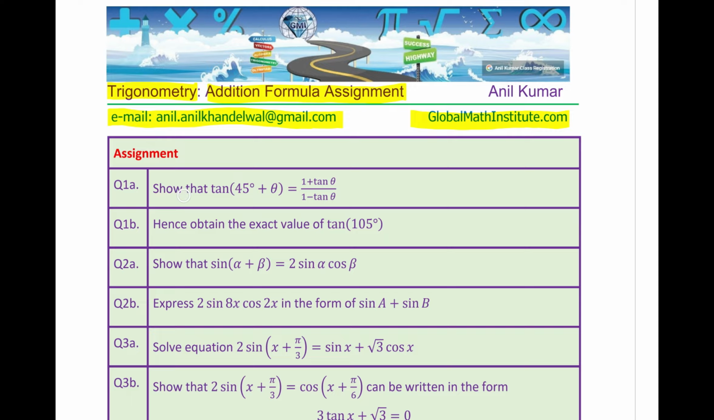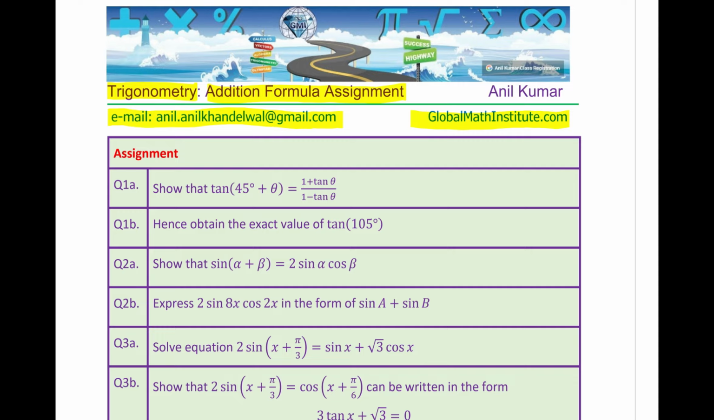The very first one is to show that tan of 45 degrees plus theta is (1 plus tan theta) over (1 minus tan theta). Related to that is, hence obtain the exact value of tan 105. Question 2. Show that sine alpha plus beta equals 2 sine alpha cos beta, and part B is express 2 sine 8x cos 2x in the form of sine A plus B plus sine B.